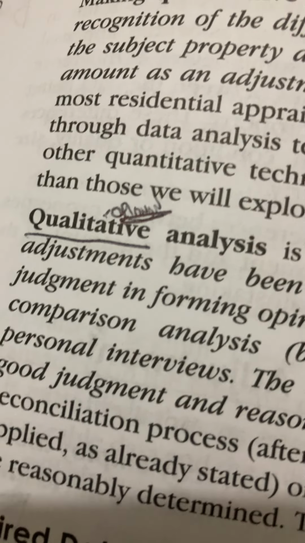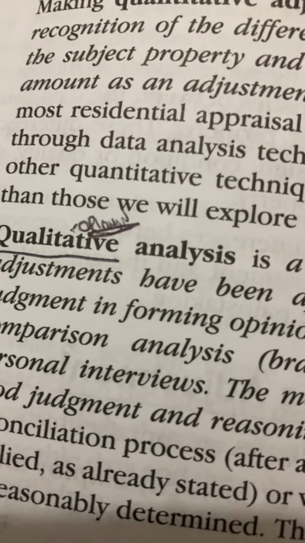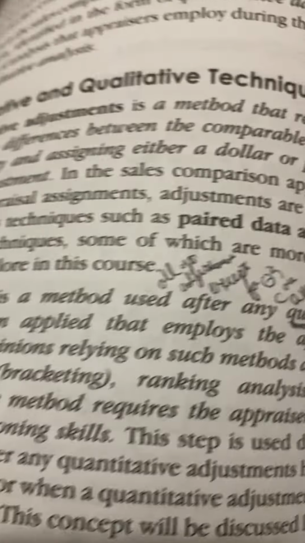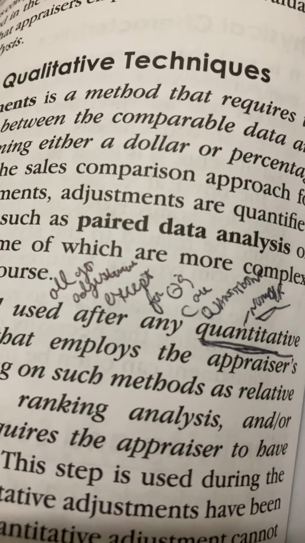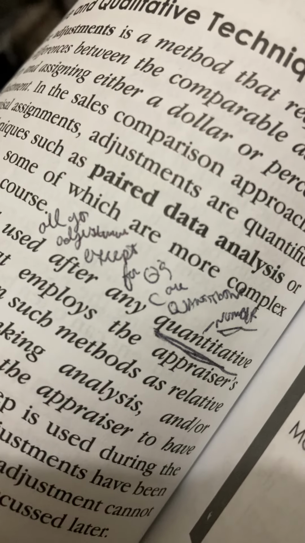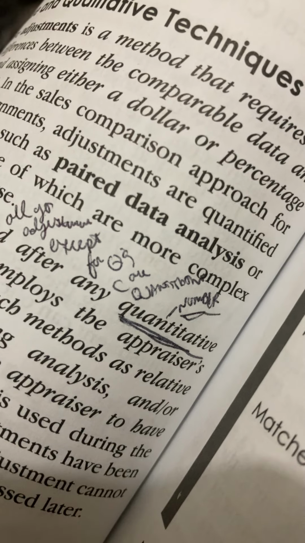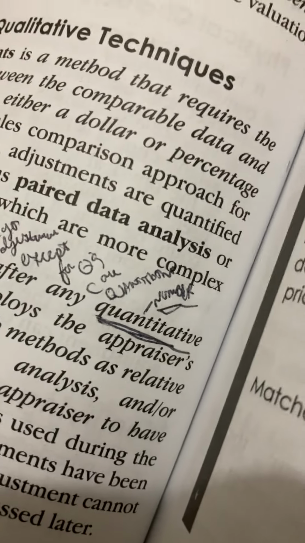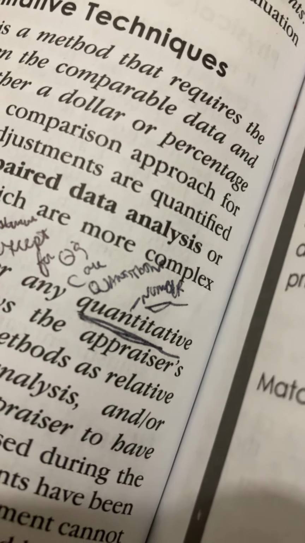Under or pointing towards qualitative analysis, you wrote, it's an opinion. And all your adjustments except for Q and C are quantitative. And then the giveaway for quantitative is the N. That means number.